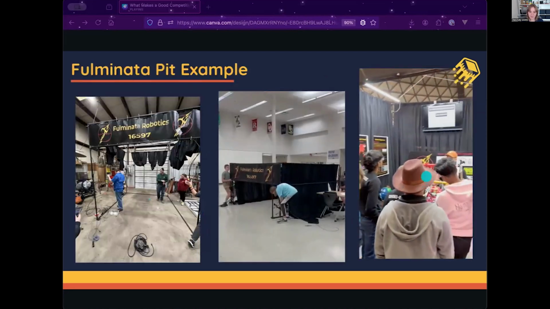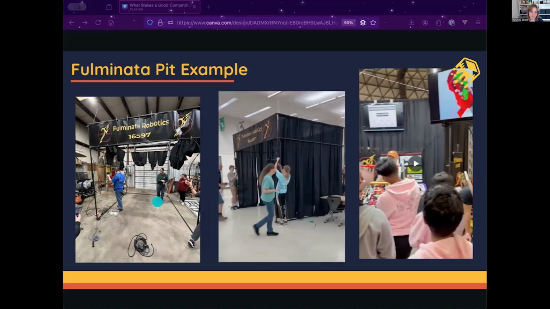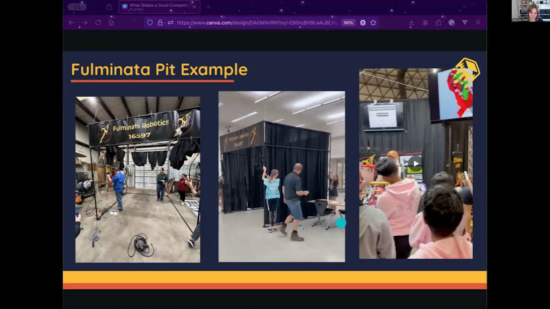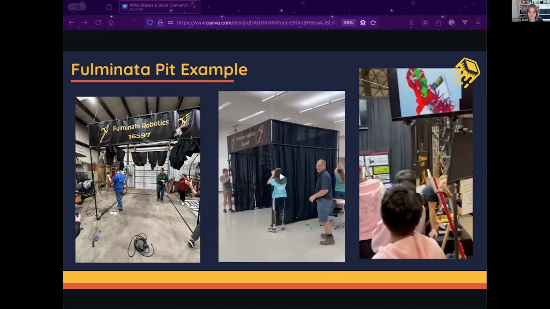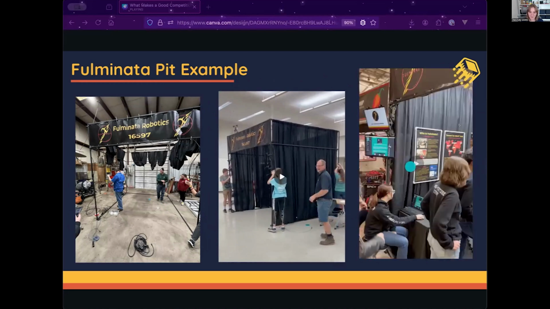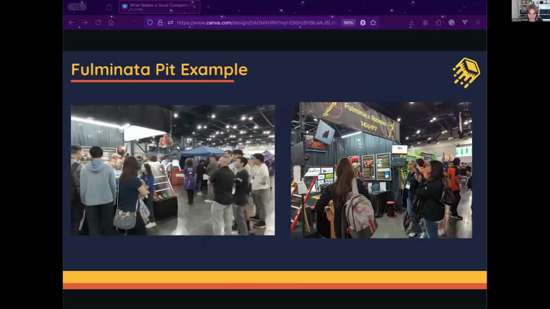These are some examples of our team. This was a practice run in our mentor's garage. And then this is us setting up a pit the night before competition, the really quick setup that we had. And then this is a video of our team at the Texas State Championships with a bunch of people around our pit and engaging with all of our conversation and activities.